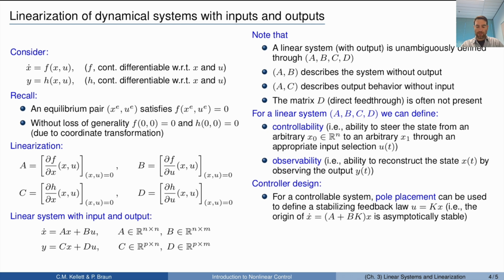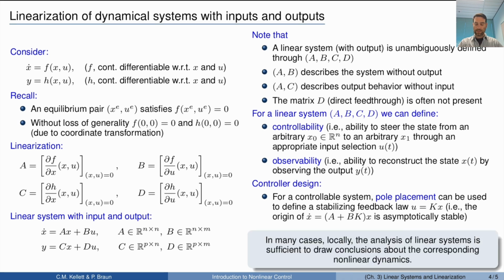Another thing that's usually done in linear control theory is controller design, stabilizing the origin. And this can simply be done through pole placement, for example. So what one would look at, if one has a controllable or stabilizable system, then one would try to find a controller gain K to be able to define a feedback law u is equal to Kx, such that the corresponding closed loop system described through this new matrix A plus BK now has an asymptotically stable origin.